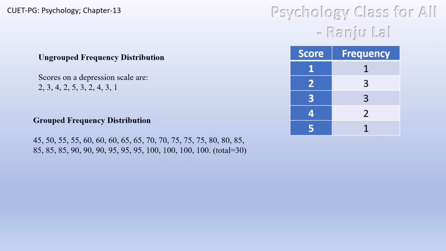Now about group frequency distribution. A group frequency distribution is a table that organizes data into class intervals rather than listing each individual value separately.